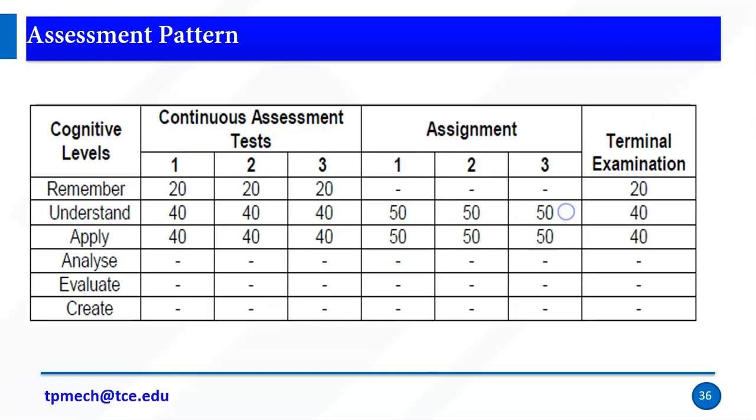And the assessment pattern: if it is an offline class, you have three continuous tests, weighted 20, 40, 40. The assignment part is 50-50, and there is a terminal examination, which may be 20, 40, 40. I don't know whether your examination will be online only. I think so. I don't know.